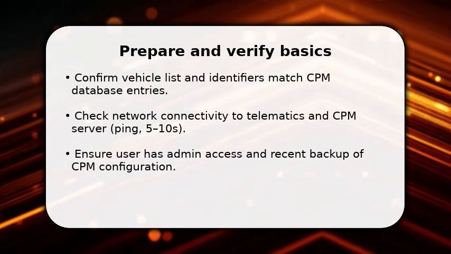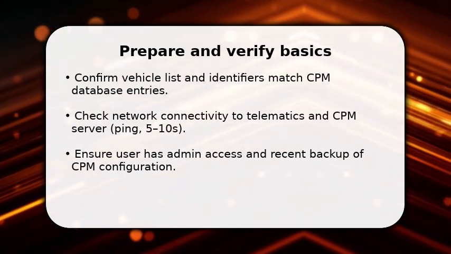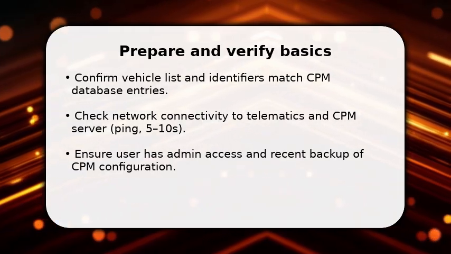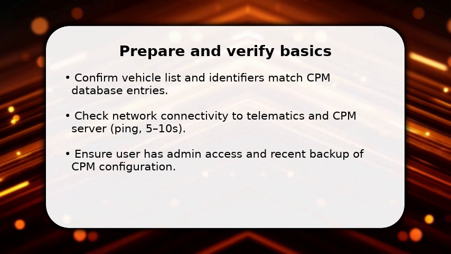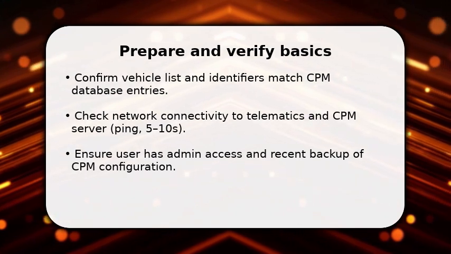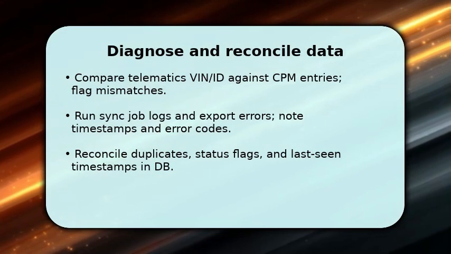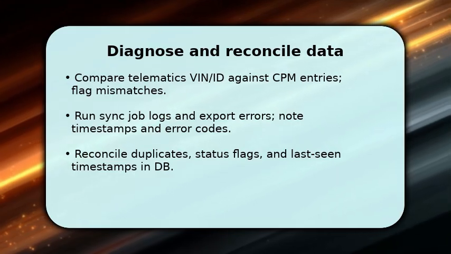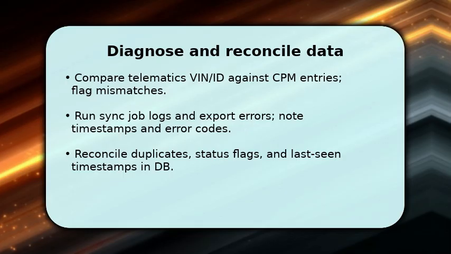Once you confirm ID and network are stable, open the CPM console and pull the live vehicle inventory, so you can observe which entries fail to resolve in real time. Now you dig into reconciliation. Run the sync and export the error log, looking for mismatched VINs, duplicate ID, or stale last seen timestamps.